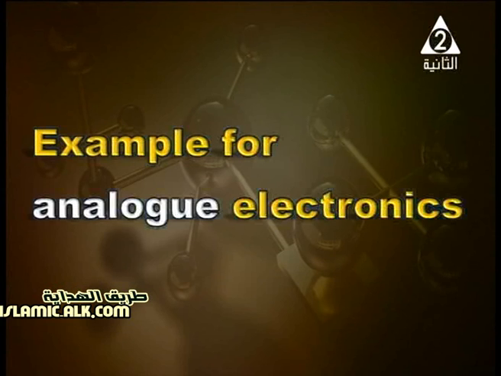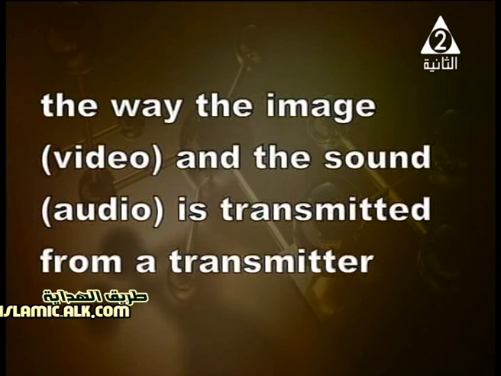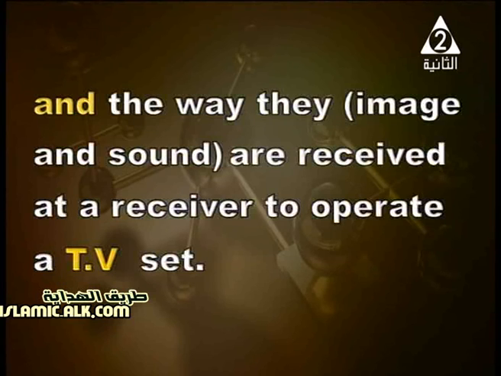Examples for analog electronics. Back to the first type. The way the image, which we call video, and the sound are transmitted from a transmitter, and the way the video and audio are received at a receiver to operate a TV set, is an example of analog electronics.